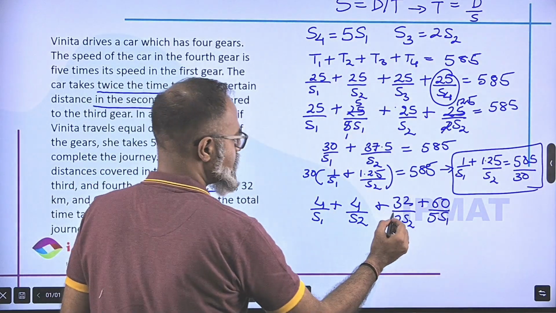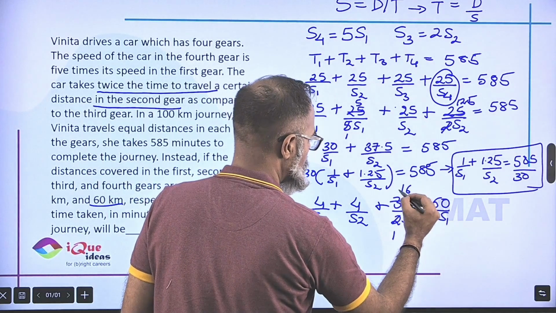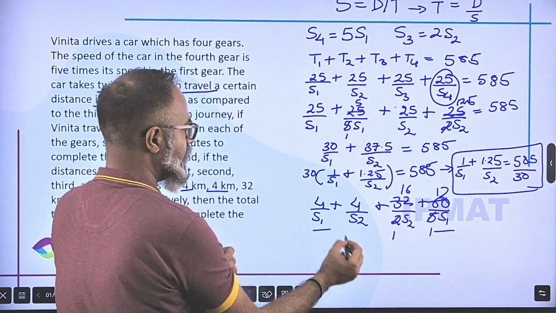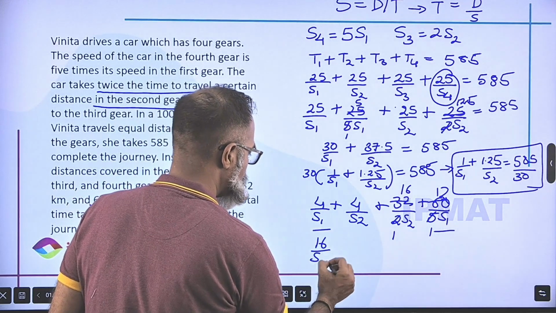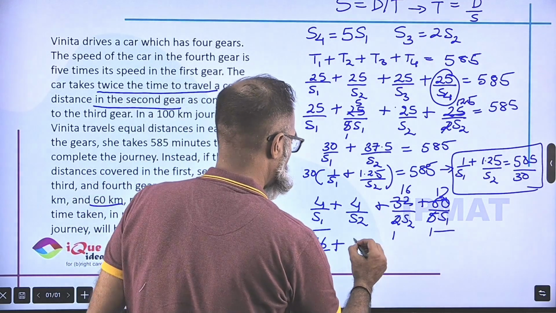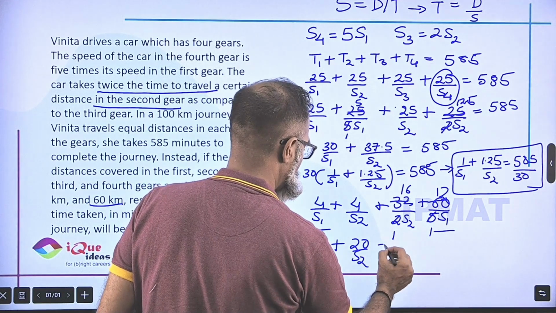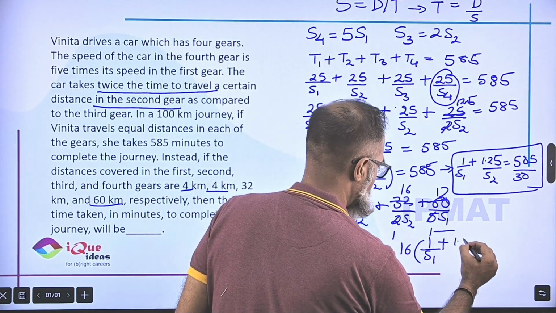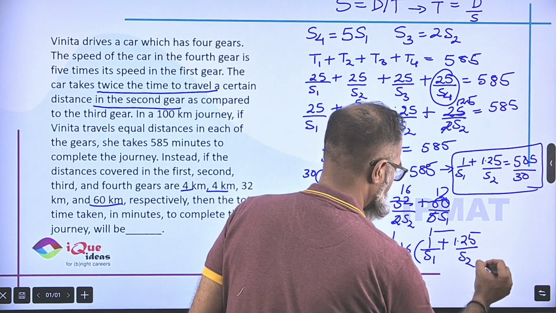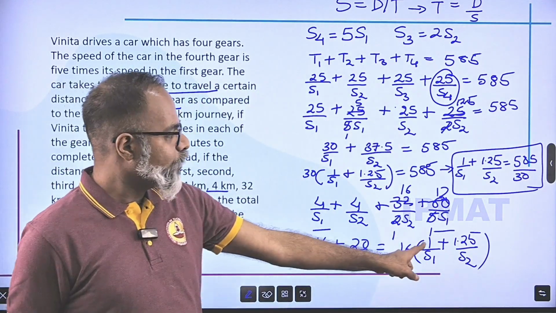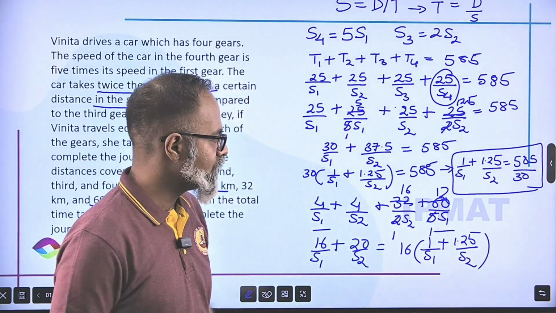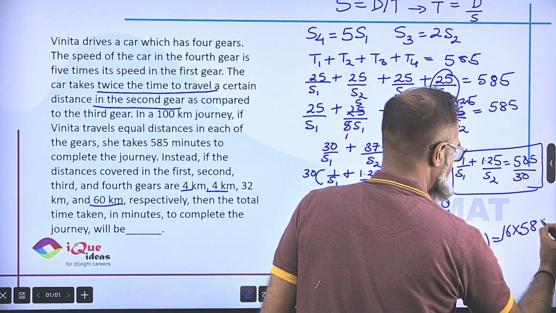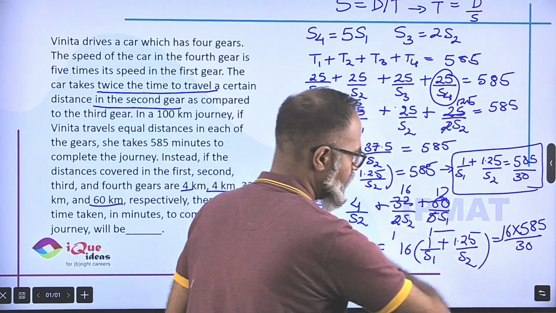So let's simplify this. So 4 upon s1 plus 12 upon s1 gives 16 upon s1, since 60 upon 5s1 is 12 upon s1. And 4 plus 16, 20 upon s2. So if I take 16 common outside, 1 upon s1 plus 1.25 upon s2. And I know the value of 1 upon s1 plus 1.25 upon s2. So that is 16 into 585 divided by 30.